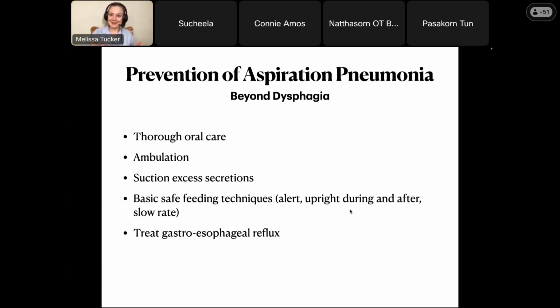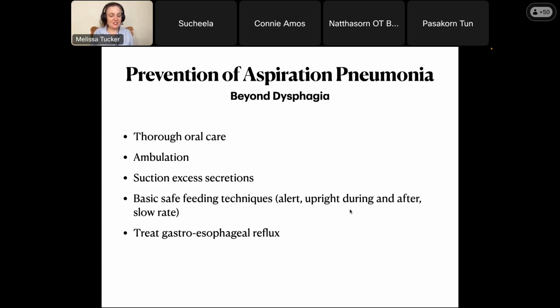We can educate them on doing really thorough oral care. They may not realize that even though they have this airway, their mouth and their nose are still connected. A lot of patients forget to brush their teeth in the hospital. We want to encourage them to do that. Or I've had many patients who are edentulous who say, I don't have any teeth, I don't need to brush my teeth anymore. And so education for those patients about keeping their oral mucosa clean and healthy is really important.